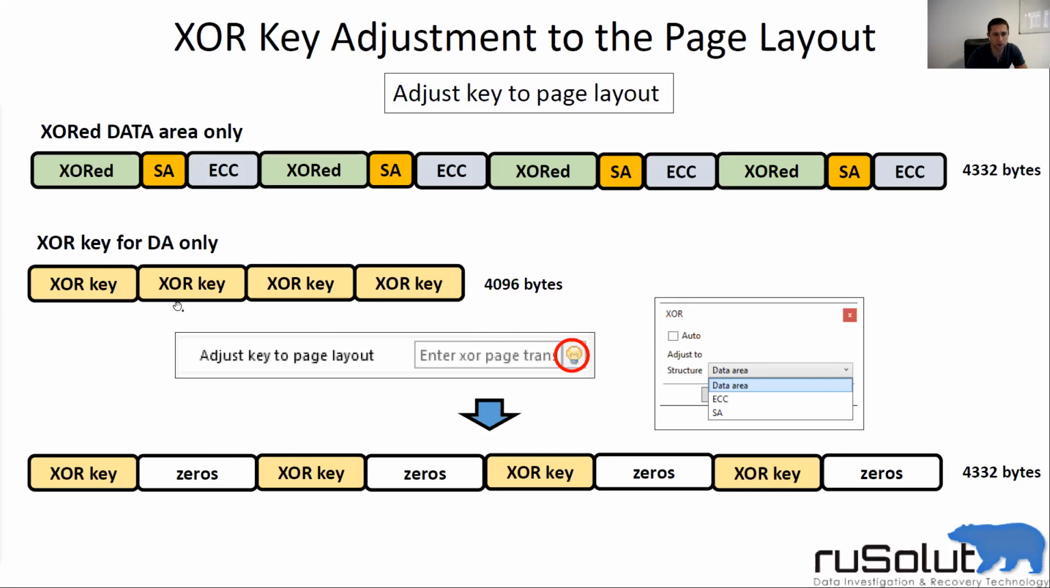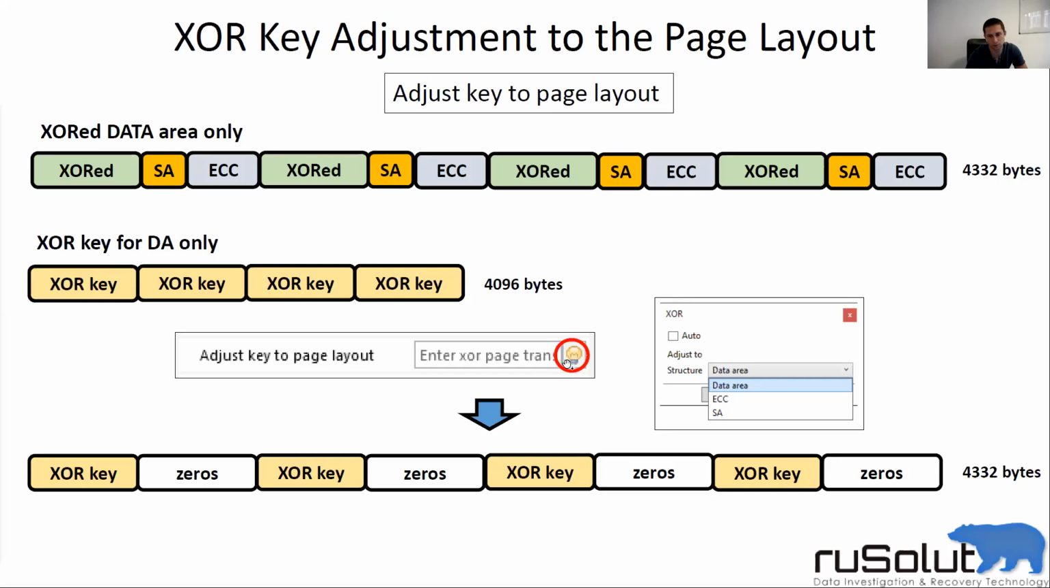What does it mean? It means that VNR will insert zeros between these data areas, let's say. Then after this, the XOR key area will be applied to the first data area, this one to the second one, and so on. So the XOR key will not damage service areas and we will not have any shifts. Everything will be good and beautiful. So this is quite an important step.